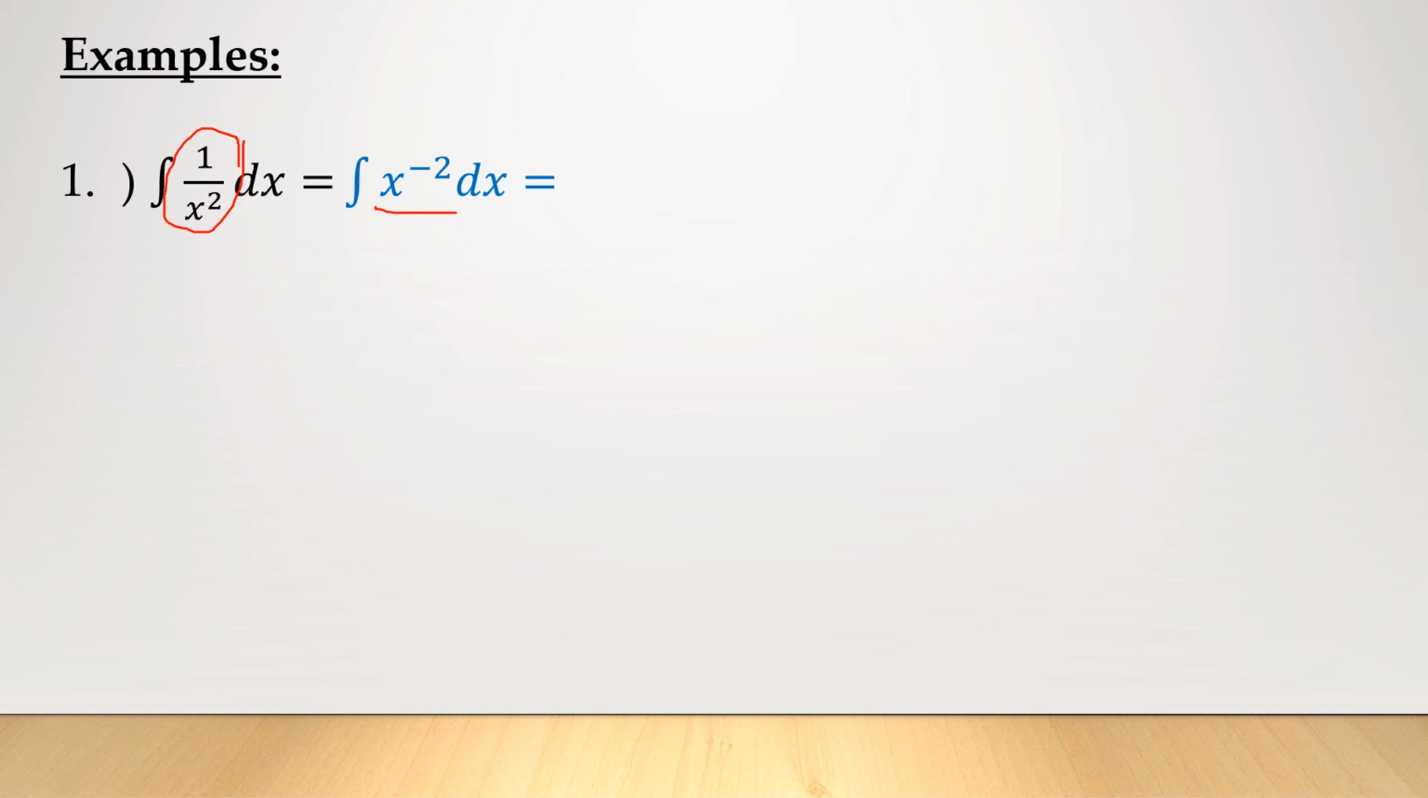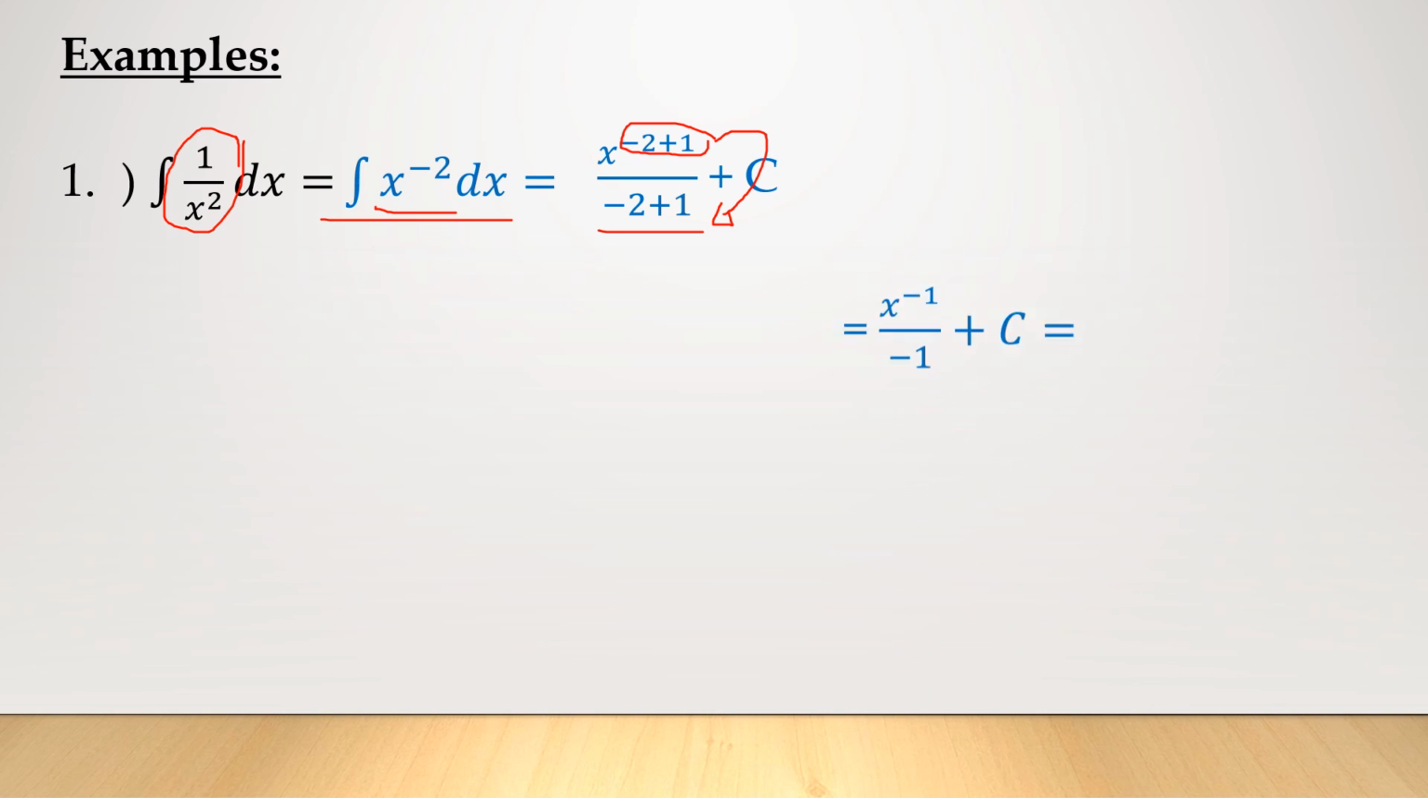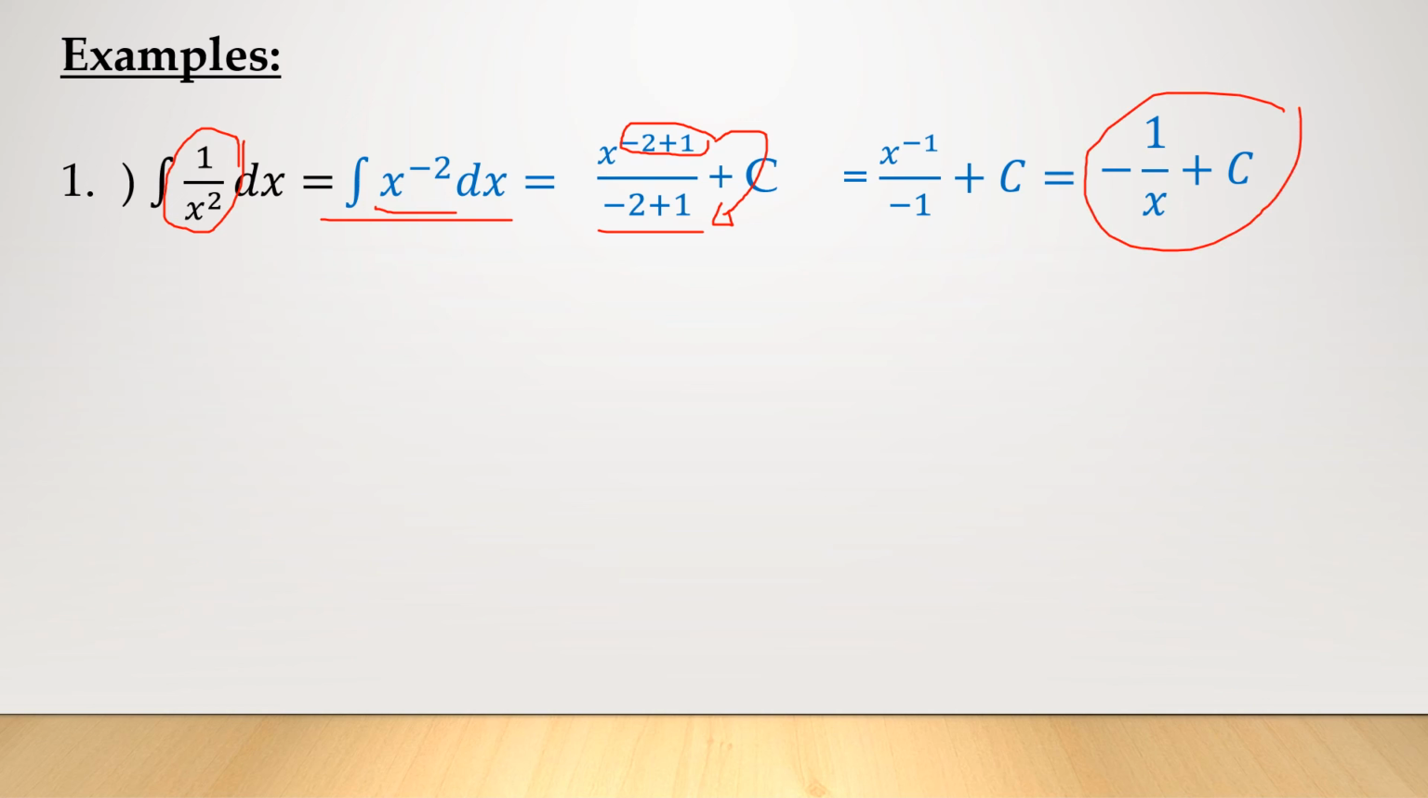Okay, then after that, we will integrate it. So, we are going to simply add 1 sa exponent natin, and then dito sa baba, again, kung ano yung nasa exponent, yun din ang ilalagay sa baba. So, negative 2 plus 1. And then, don't forget the plus c. So, this is our answer. Sinimplify natin. So, x raised to negative 1 over negative 1. Pero pwede pa natin yan isimplify. So, ito ang ating final answer.